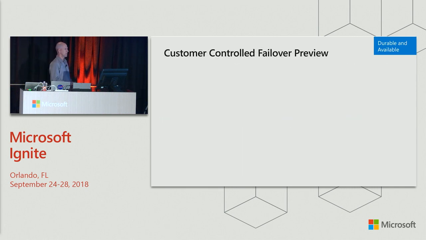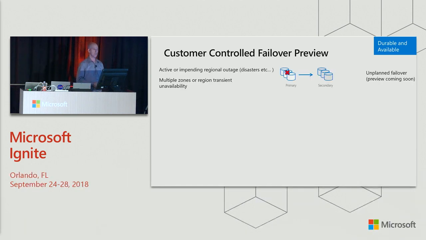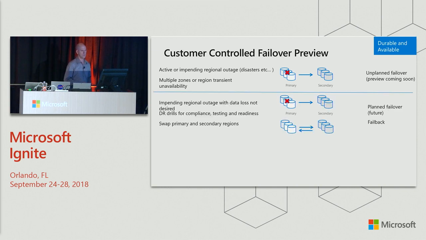Now, something new that I wanted to touch upon is customer-controlled failover, which we're bringing out in preview very shortly. In the unplanned failover, which is the first scenario that we're going to support, it basically allows the admin to do an unplanned failover of their storage account. So you don't have to wait for us to call a storage failure event or a region event. You can actually do that on the storage account level, which puts more control in your hands.